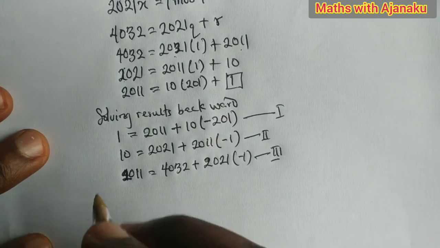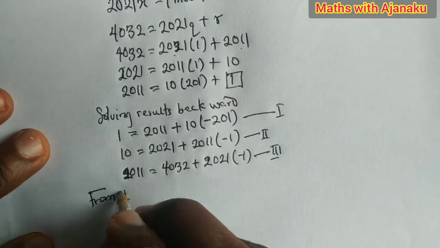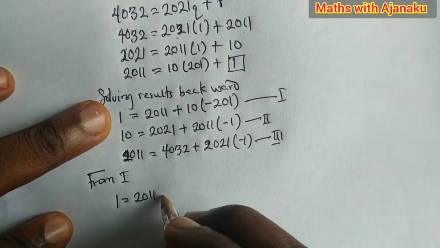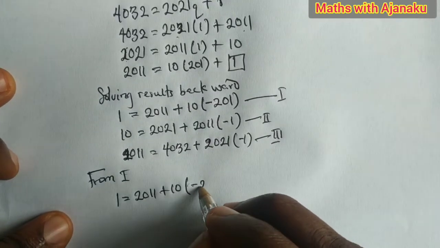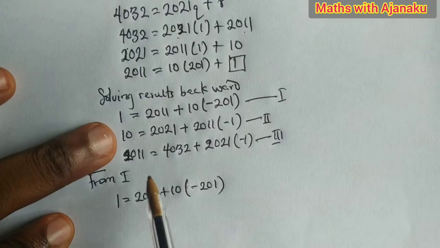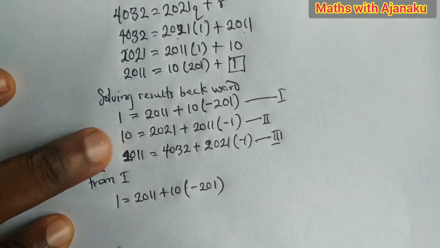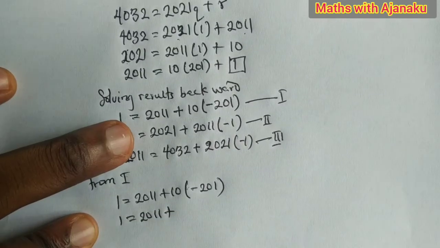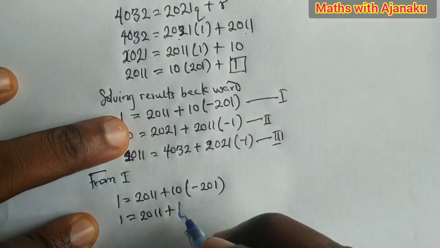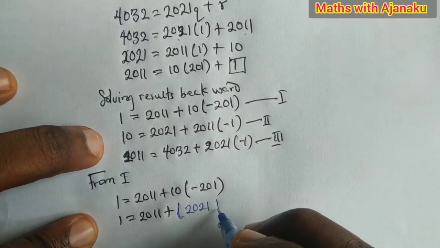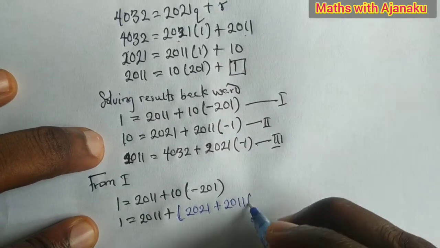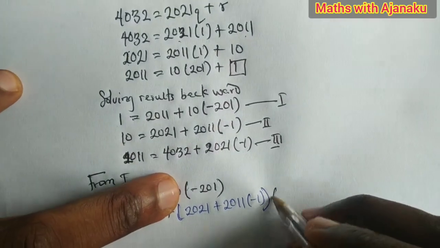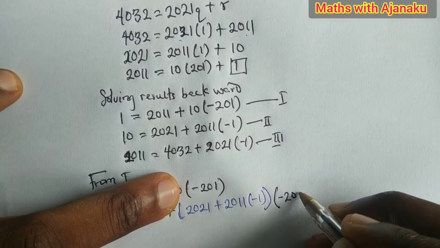Now from equation 1, we can write 1 to be equal to 2011 plus 10 into bracket minus 201. Now if you see from equation 2, 10 is all this, so we substitute for 10. I have 1 equal to 2011 plus all the values there, 2021 plus 2011 into bracket minus 1, and I close my bracket. Then I have here into bracket minus 201.